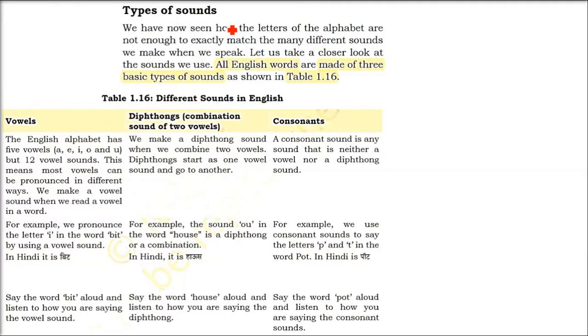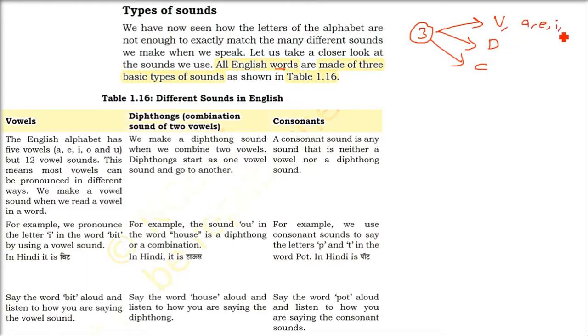So we have different sounds. All English words are made up of three basic types of sounds. A to Z are the alphabet. In between we have vowels, we have consonants also in the alphabets, and then diphthongs. This is another sound.